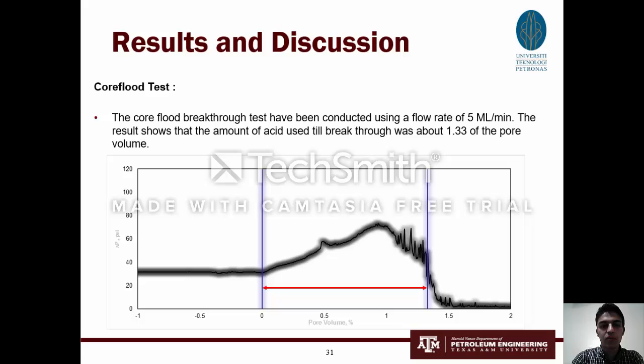The core flood breakthrough test has been conducted using a flow rate of 5 milliliter per minute. That result shows that the amount of acid used till the breakthrough was about 1.33 of the pore volume. And here you can check the graph.